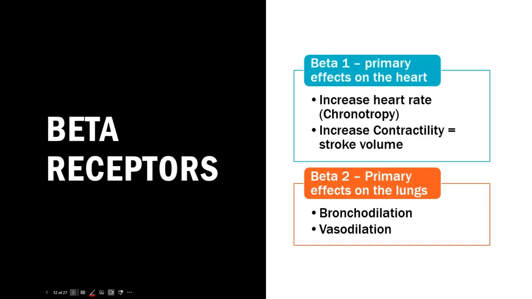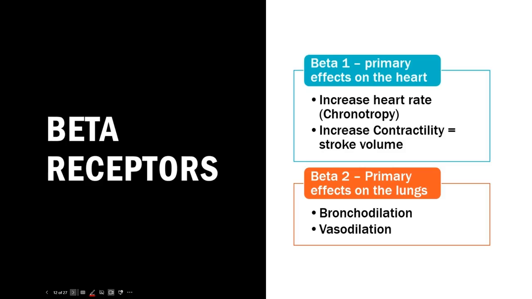The easiest way that I have to remember these is I have one heart, but I have two lungs. So beta 1s, they're working on my heart. They're going to increase my chronotropy, so increase your heart rate, and they're also going to increase the contractility. Basically, they're going to make my heart squeeze harder. So with beta 1, it's fully heart focused, and it's going to cause it to beat faster and beat stronger.